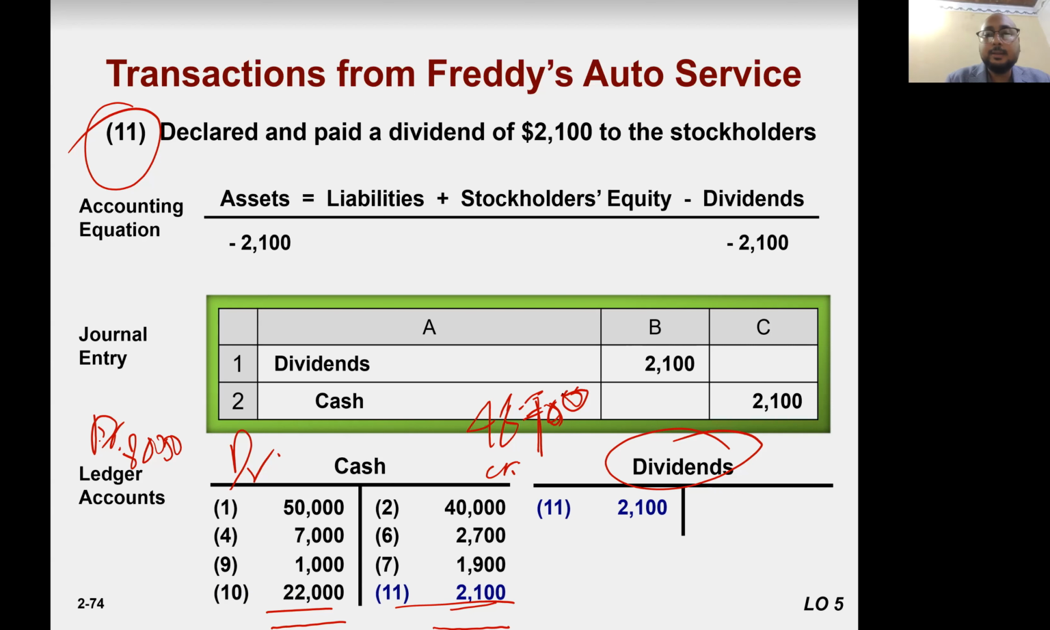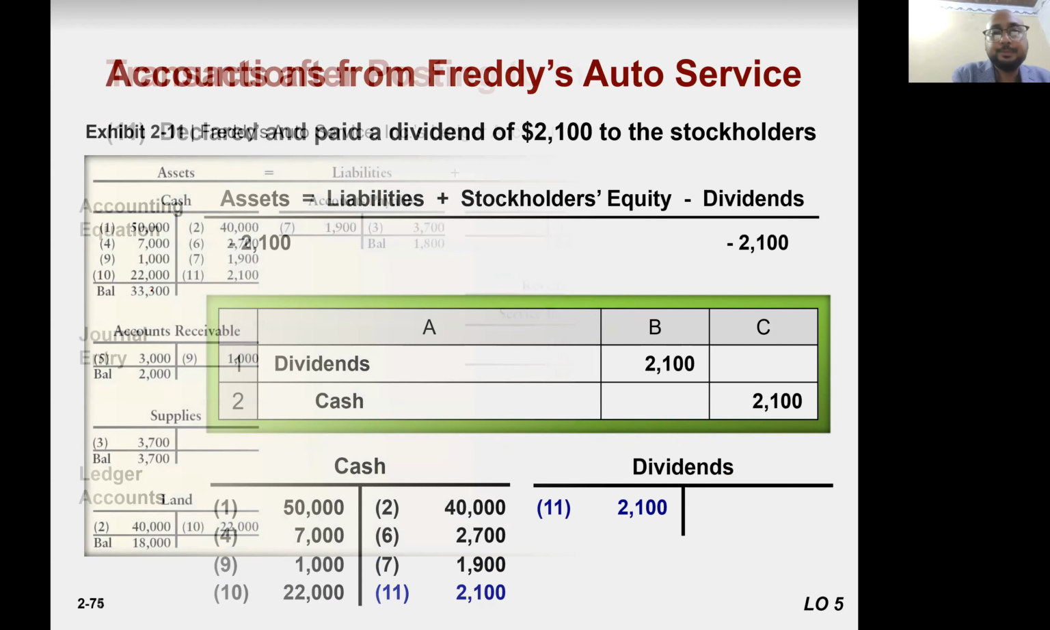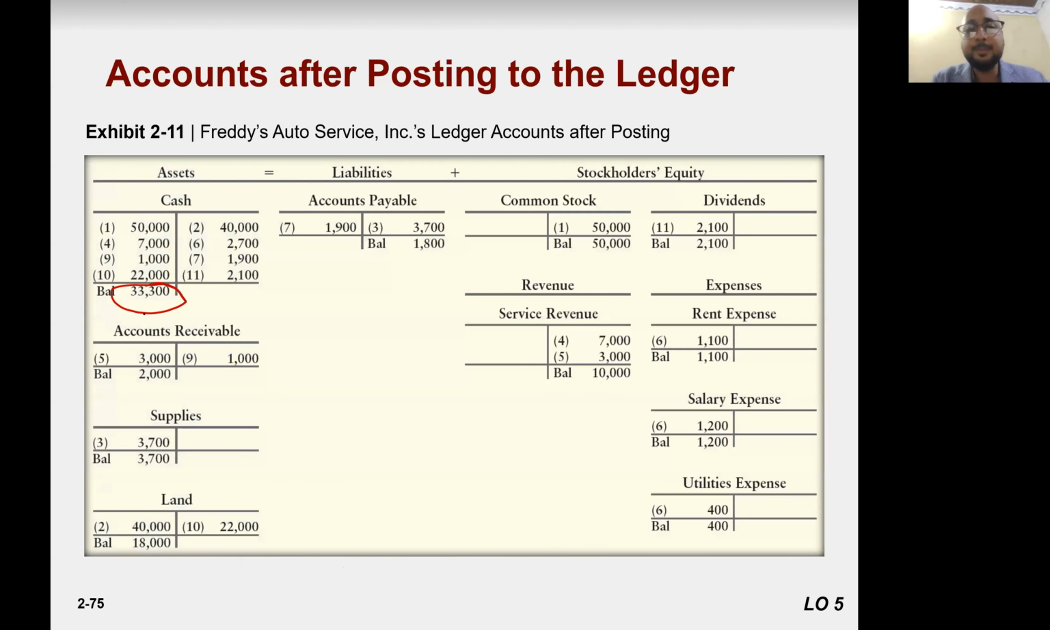So debit side is greater than credit side. How much? 33,300. So you write down balance here, balance 33,300. Where is this balance coming from? Because debit side is greater than credit side. Liability side, what is the balance? So 3,700 is greater than 1,900. How much? So you write down credit side 1,800.